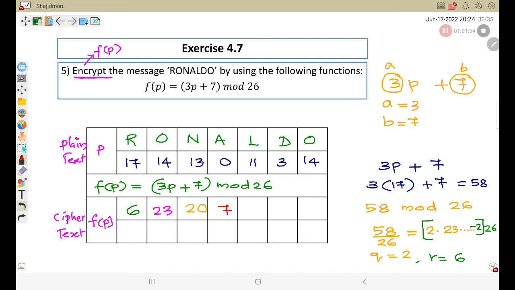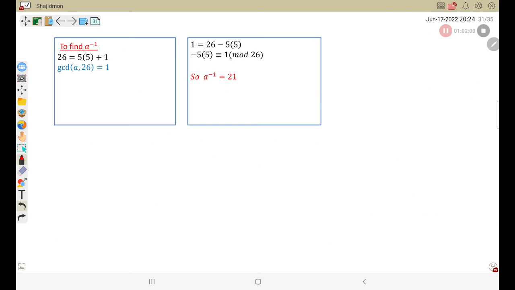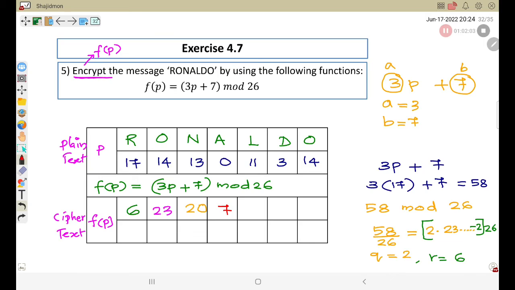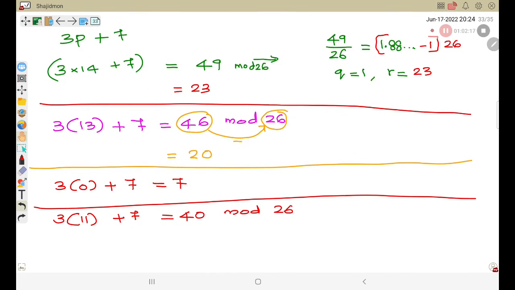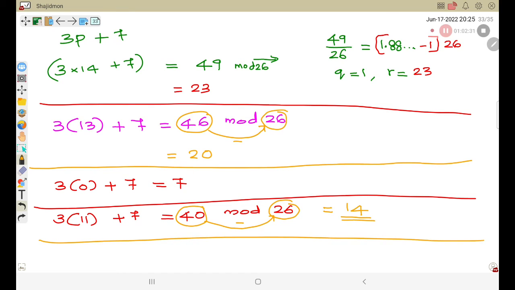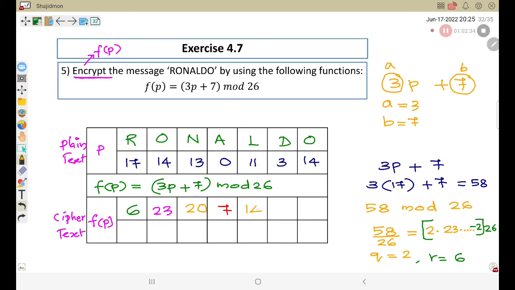Next number 11. So 3 multiply 11 plus 7. You will get 40. I will show here. So 3 multiply 11 plus 7, that is 40. Mod 26. Small number means, as I told you, you can subtract. So 40 minus 26, subtract. 40 minus 26 means it is 14. So I can write here 14.